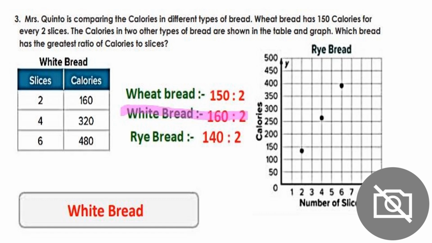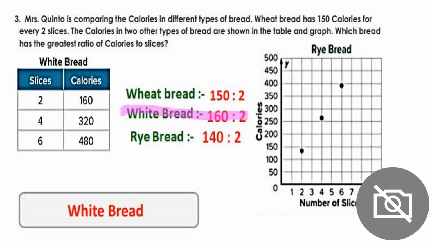calorie. Okay, so see here, 2, 160, so 2, 160, 4, 320, 6, 480. So here you see slices, these are the slices. So these are slices 2, slices 4, slices 6. So just like the previous question, we have to make it into 1. So in 2 slices, how much calorie? That's the thing we are going to check. This is 2 slices. The first one, 2 slices, 160. Okay, white bread, 160 calorie.